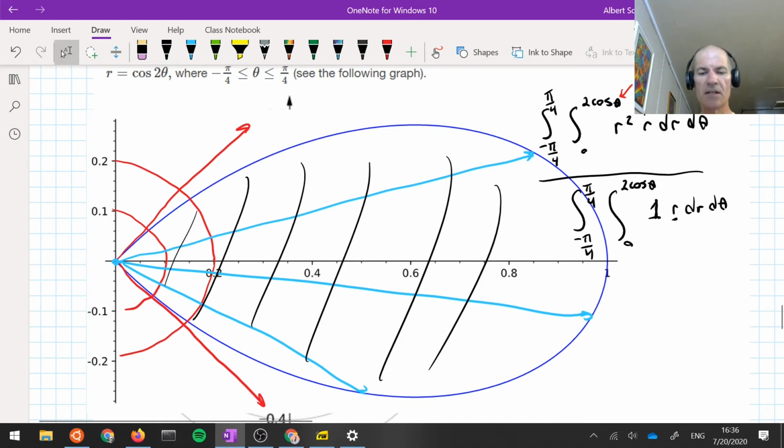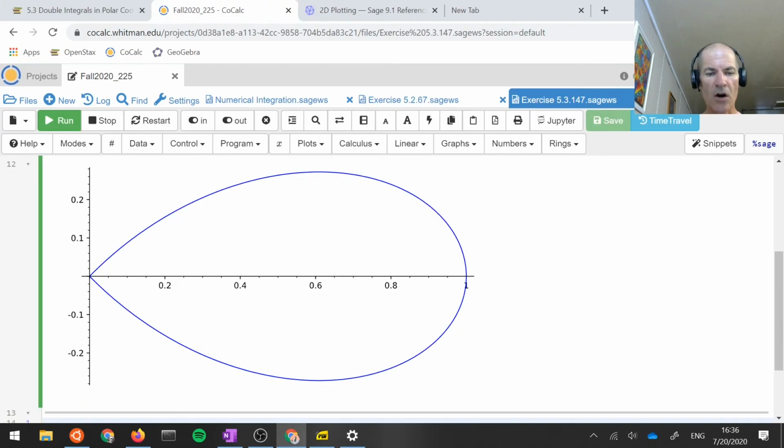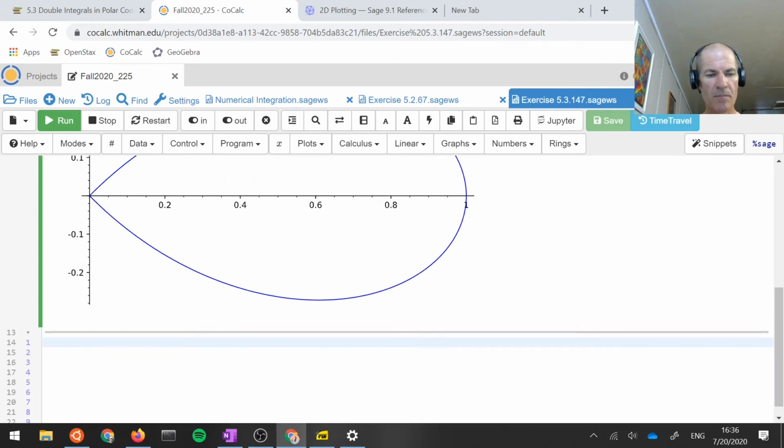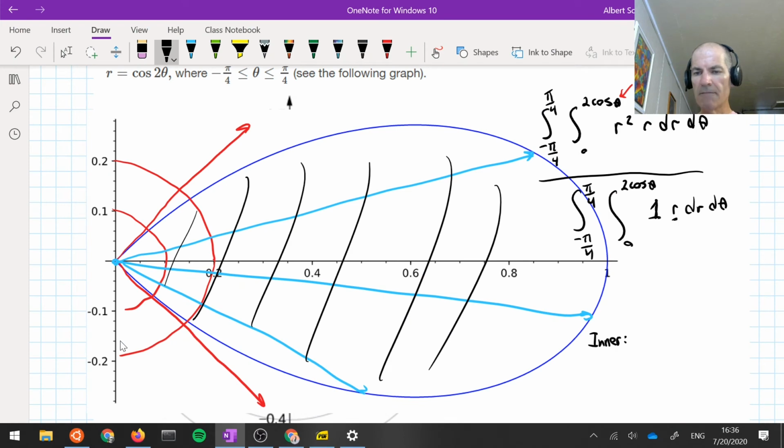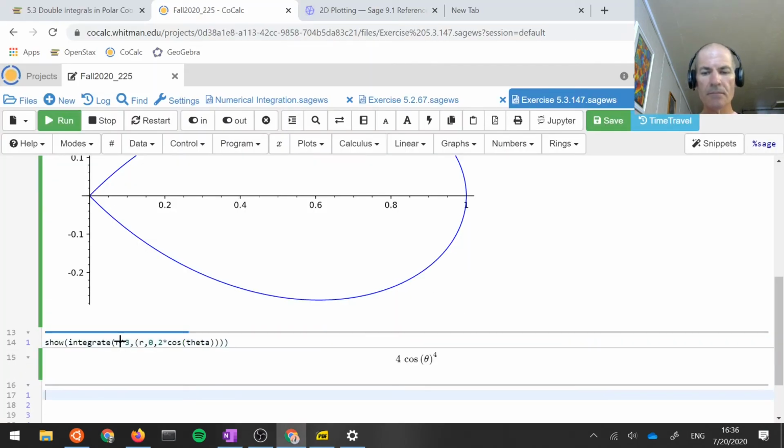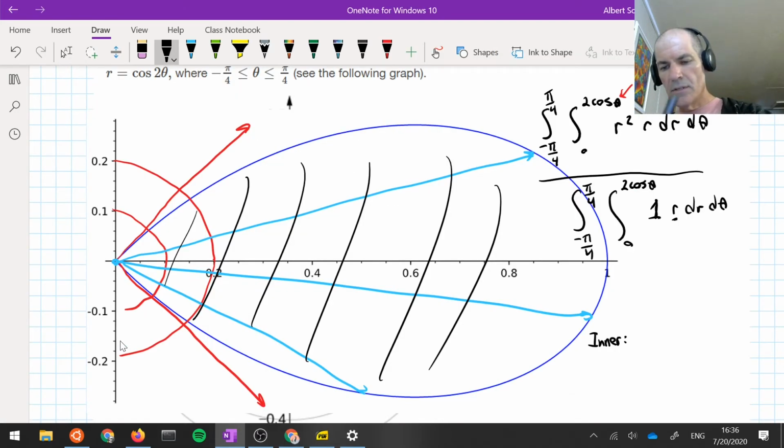So let's do this inner integral on Sage just as a bit of review and maybe see the utility of Sage. So this inner integral is the integral of r cubed. So we want to integrate r cubed from r equals 0 out to 2 cosine theta, like that. Let me just double check. That looks good. So that yields 4 cosine to the 4th theta. So the inner integral is 4 cosine to the 4th theta.